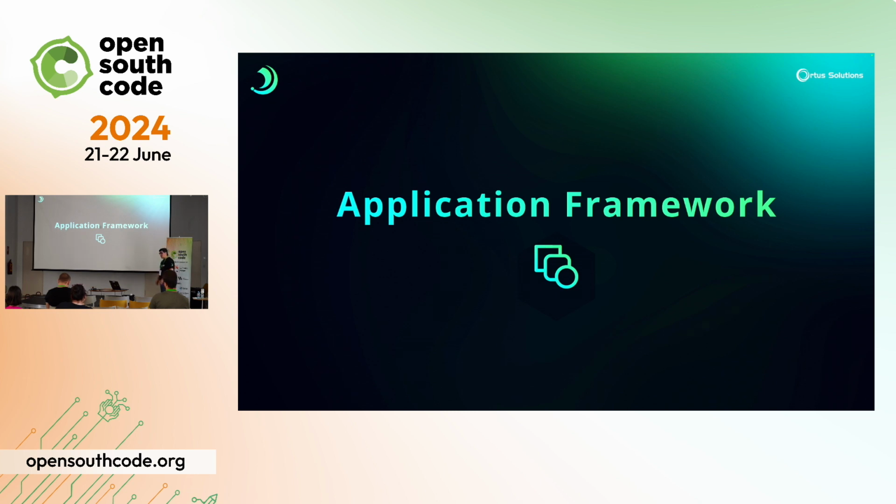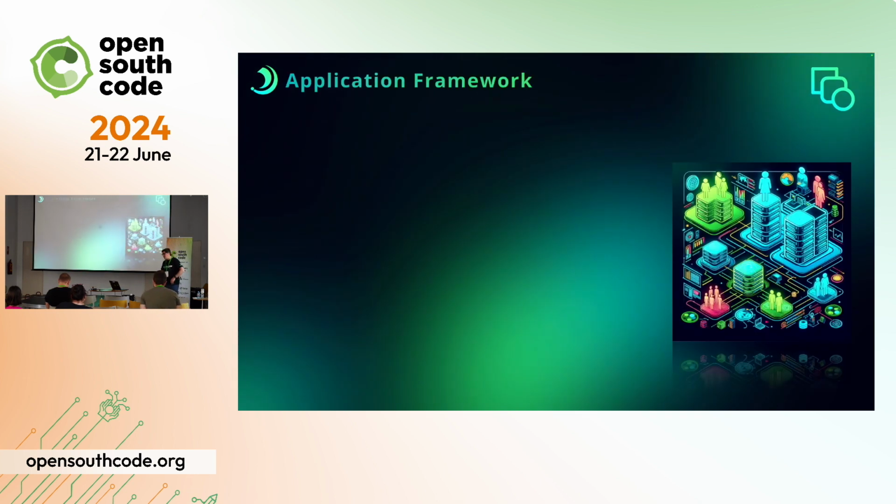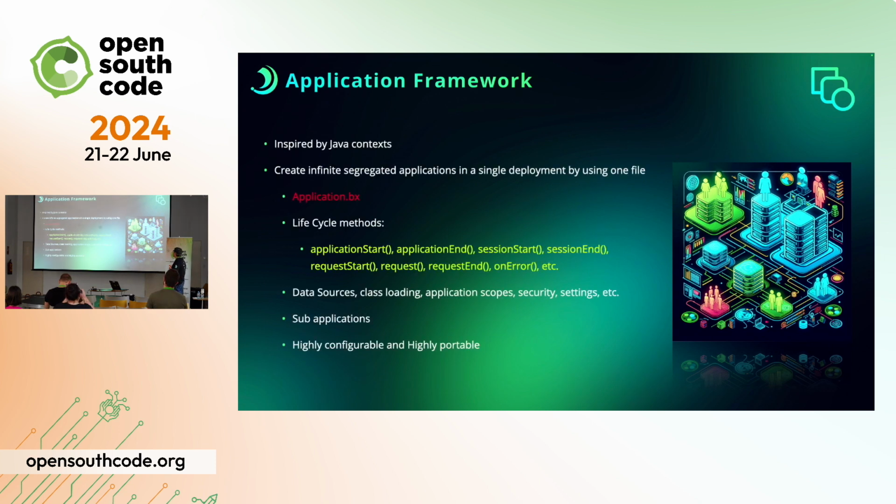The application framework is also really unique. It started in the ColdFusion days, and it's inspired by Java contexts. Before, it allowed you to basically deploy multiple applications in one Java server. In BoxLang, there could not even be a server, right? But it allows you to create these infinite segregated applications just by creating one file. And that file is called application.bx. This is a class, and within it, you have different lifecycle methods. So anything where that file exists down in the directory structure will be treated as one application.